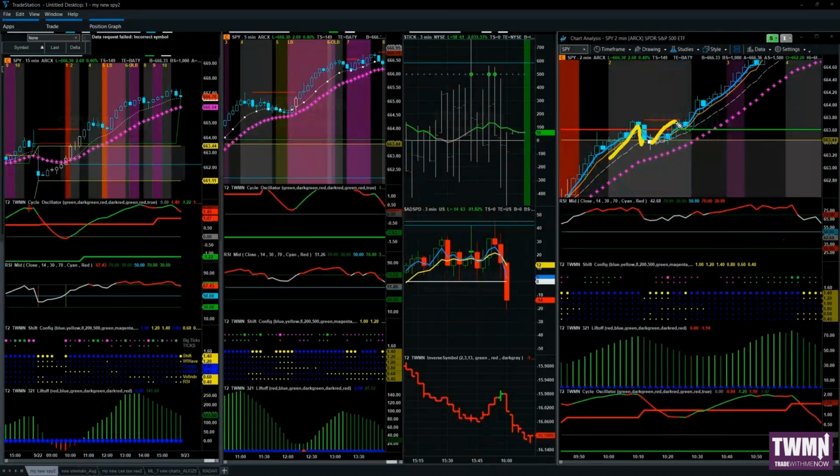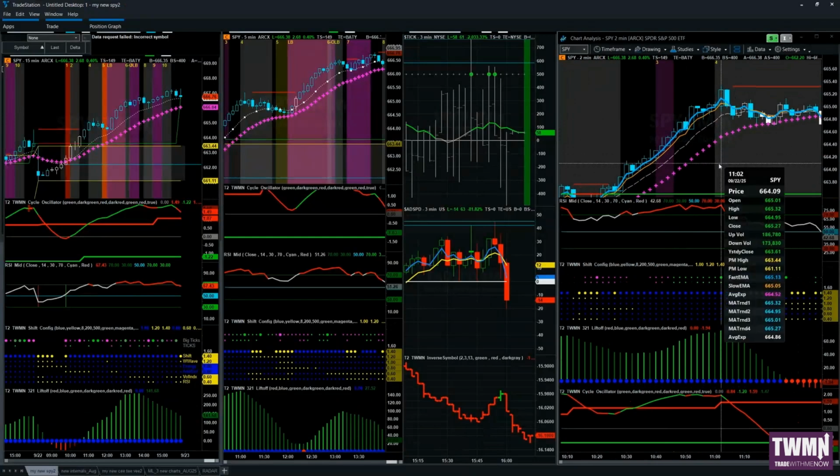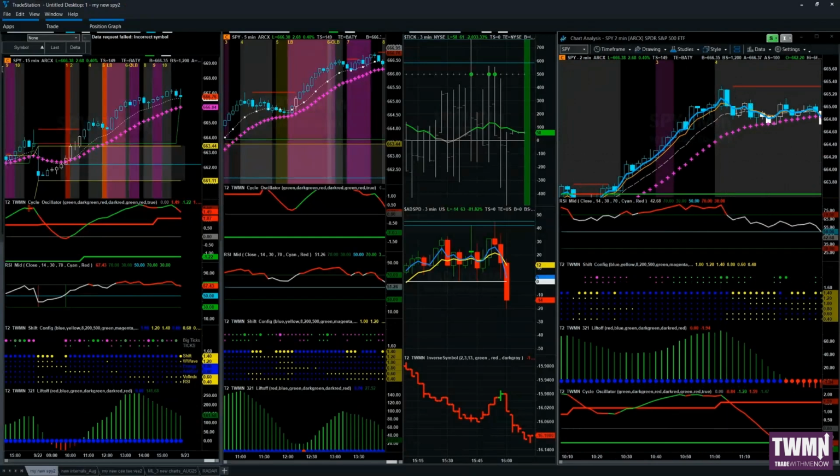Retest. Look at this. Pullback. That's your buy right there. Yeah? Why not? Straight up. Keep going. This is just a fantastic move, right? And then what do you get? Well, 11 o'clock, time of day zone.